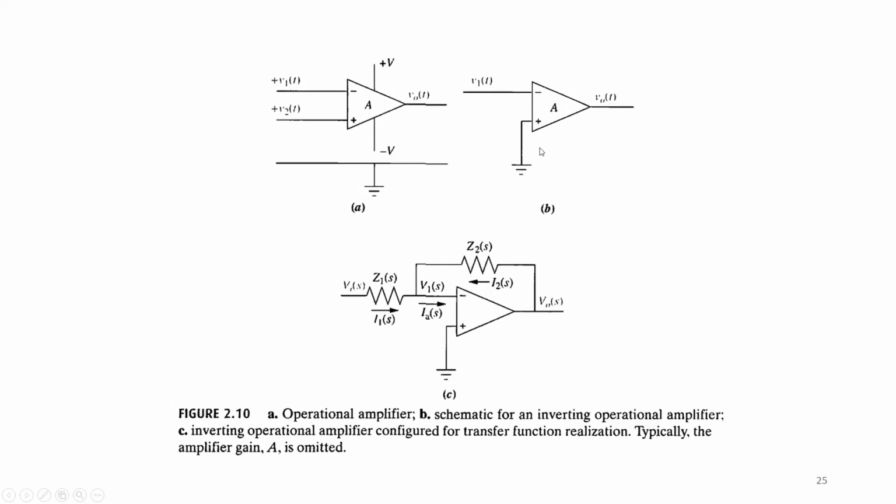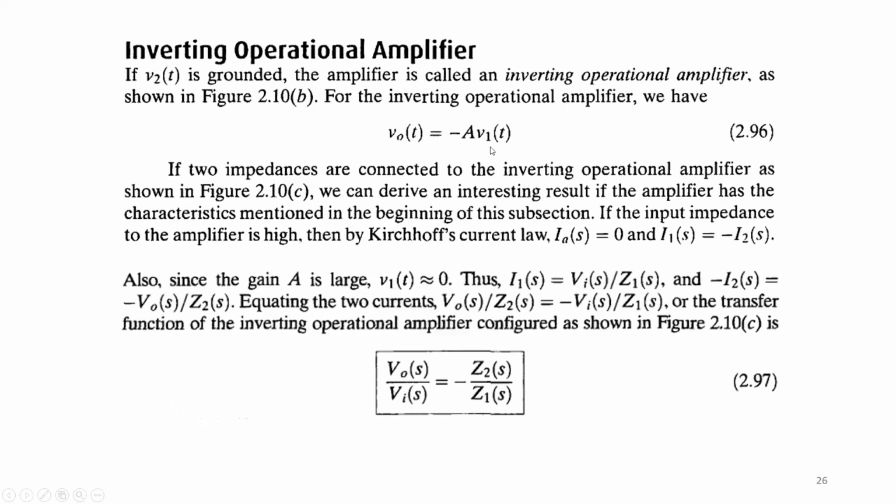Remember, in the inverting operational amplifier, the positive terminal would be connected to the ground. Okay, now for the inverting operational amplifier, few more things we have to consider. If V2 is grounded, the amplifier is called an inverting operational amplifier. For the inverting operational amplifier, we have the output equal to minus A V1.